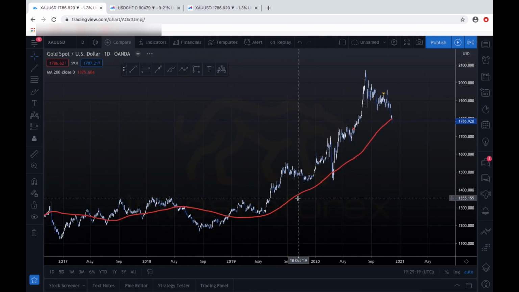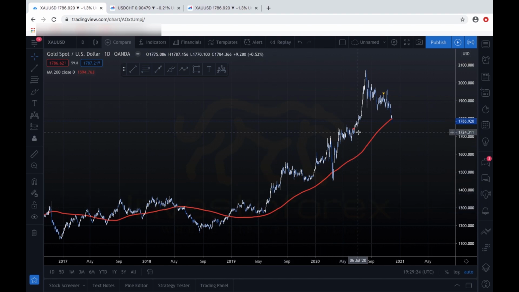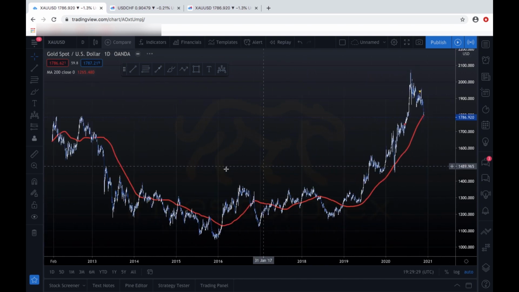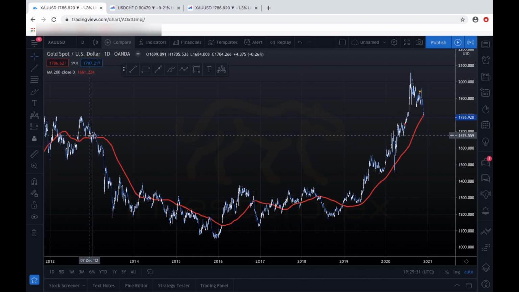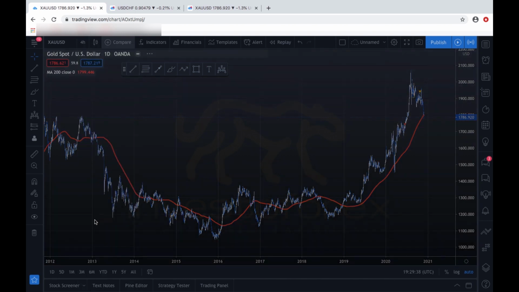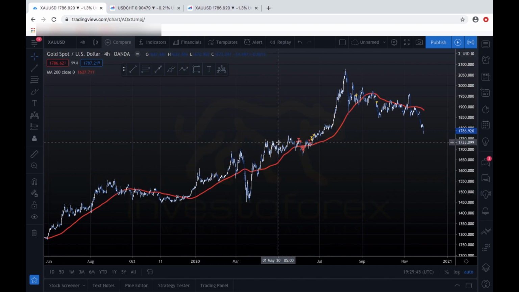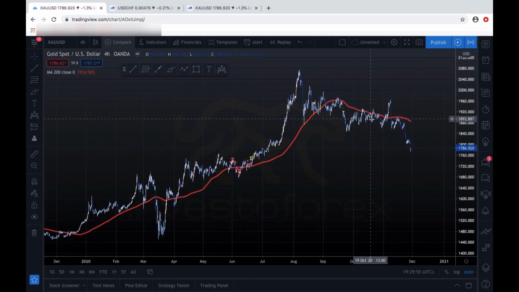As you can see here, the price is bullish because it is above the moving average. And over here, the price is bearish because it's below the moving average. Let's check a smaller time frame now. The price at this point was bullish, and now the price is below the moving average, so it's bearish.